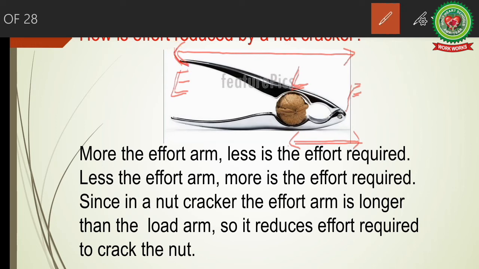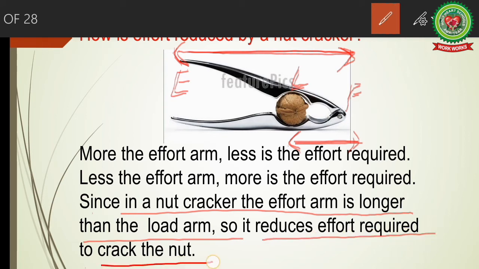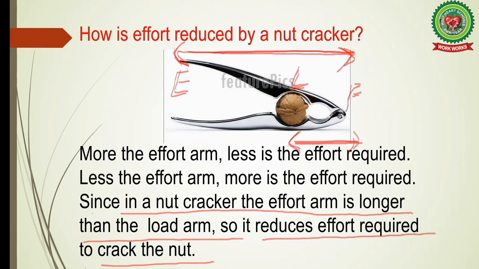Now you can clearly see that the effort arm is longer than the load arm. If the effort arm is longer, it means less effort is required to crack the nut using a nutcracker. Since in a nutcracker the effort arm is longer than the load arm, it reduces the effort required to crack the nut. This is a very important question. It is not given in the chapter, but the question is there in the back exercise, so you need to note it down.